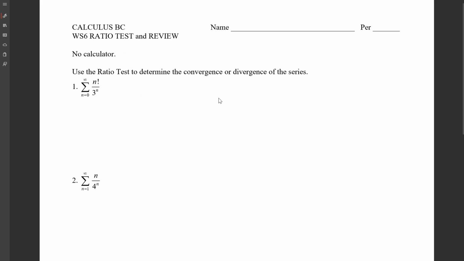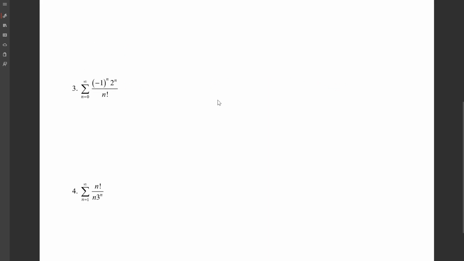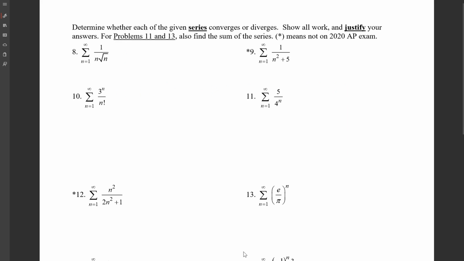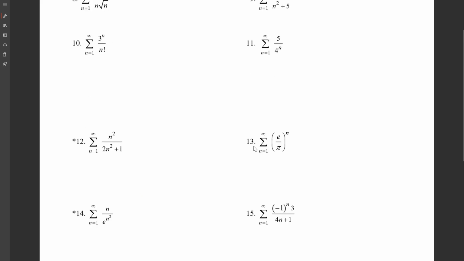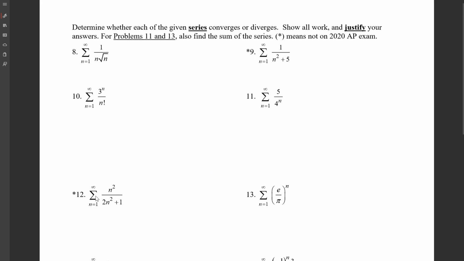If you look at your homework, you have some ratio test examples. And then you have a worksheet that has a combination of every single test that we've talked about. And if it has a star by it, then that problem is not on the AP exam. But if you've been following along with all the videos, you should be able to do all of the tests except for integral tests. The hard part of this is figuring out which test to use, trying to figure out which test will work. But again, if this has a star, then it's not an AP test. You can skip it. If you'd like to challenge yourself, then do all the problems with the star and without the star. And the key is attached. Good luck.